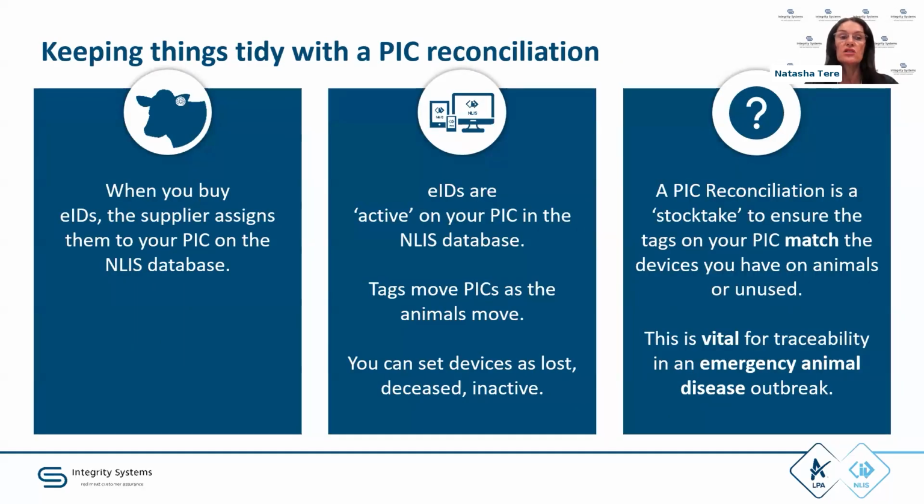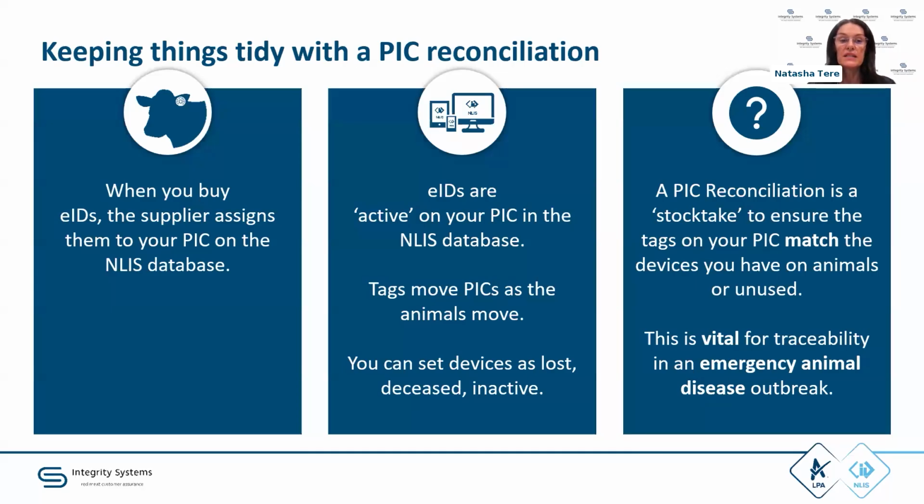So you need to keep things tidy with a PIC reconciliation. Just like anything else, you get to a situation where you may have had a few deaths, you bought some more tags, and you're not really clear on what you've got on the farm versus what's on the database. So it becomes important when you buy the EIDs, which is commonly known as tags, that the supplier assigns them to your PIC on the NLIS database. You don't need to do anything else. They'll be already sitting on your PIC on the database. So these EIDs are active on your PIC in the database.